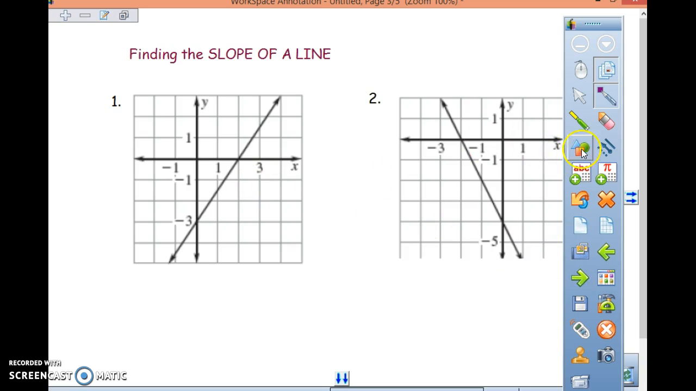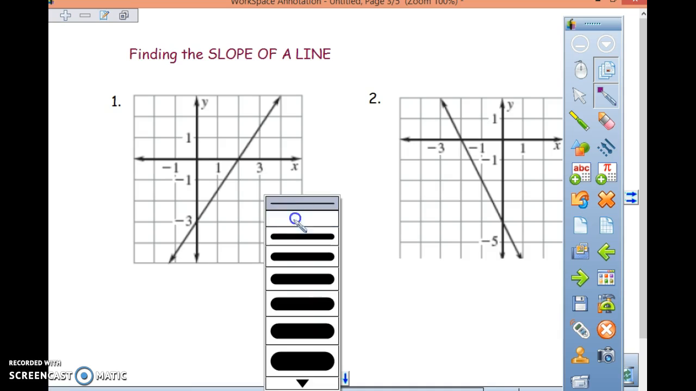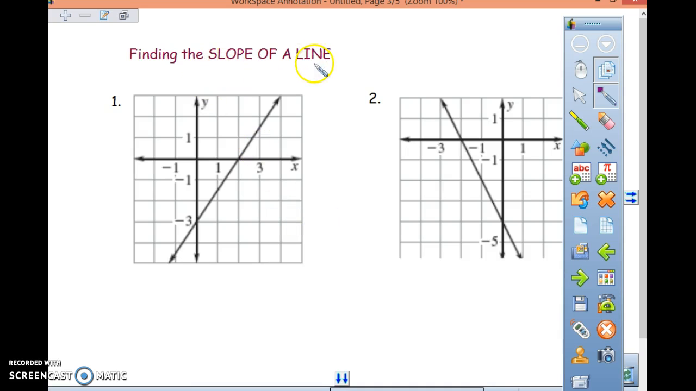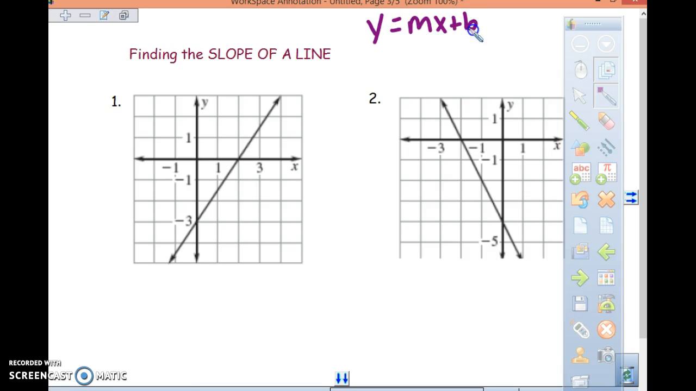The last thing I want to review with you today is finding the slope. Back in Algebra 1, we used slope in writing equations. Y equals mx plus b, where the m told us how steep or how flat our lines were. So looking at this first question, the line that we're analyzing is here in red. And we want to find the slope.